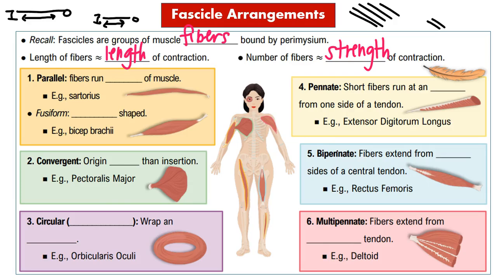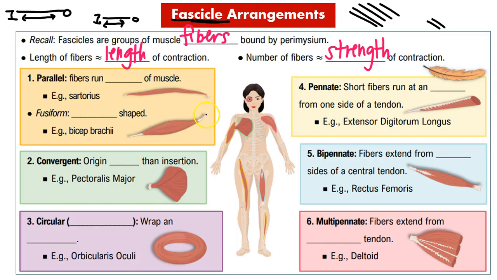So what we're essentially saying is that how the fascicle is arranged is going to help us optimize either the length of the fibers or the number of fibers, meaning length of the contraction or strength of the contraction. So let's get into some details of different arrangements. Arrangements 1 through 3, parallel, convergent, and circular, are going to be focused on the length of a contraction. Whereas 4 through 6, the pinnate types with more fibers, are going to be focused on the strength of contraction, or, of course, the force of that contraction, how strong it is.